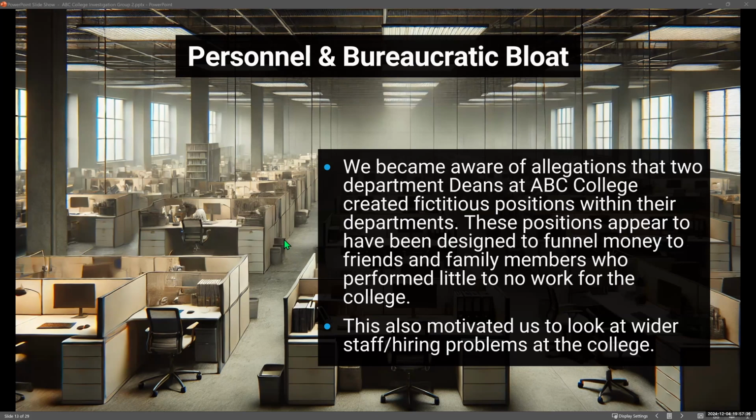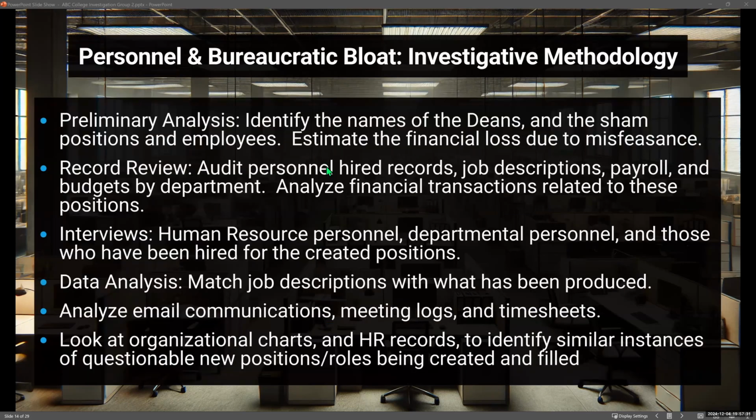So there's actually kind of two sub-investigations here, but combine them together to avoid redundancy. Personnel and bureaucratic bloat, investigative methodology here, a preliminary analysis to identify the names of the deans and the sham positions and employees, and to also estimate the financial loss due to this possible malfeasance. To do a record review, audit personnel hired records, look at the job descriptions, at payroll records and the budgets of the departments, analyze financial transactions related to these positions.